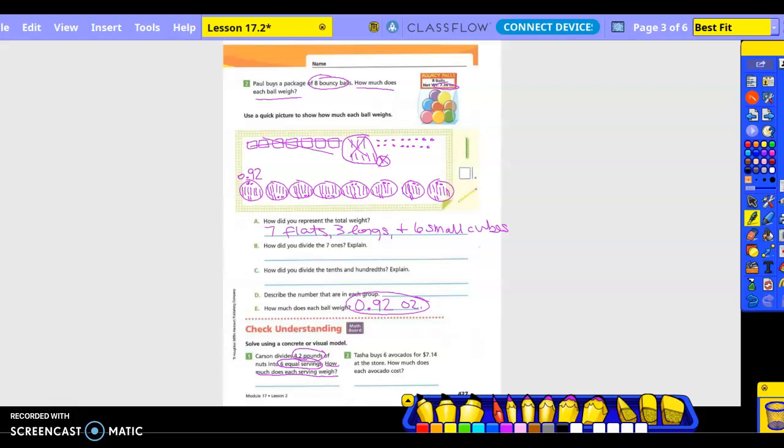So how many flats am I going to draw? 4. How many longs? 2. Now remember, if you need extra paper, you can get extra paper, but you need to write your name on the other paper, so that I know you showed your work. How many circles? 6.